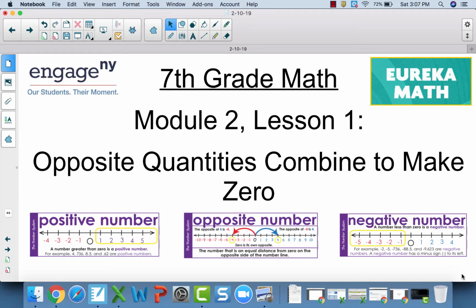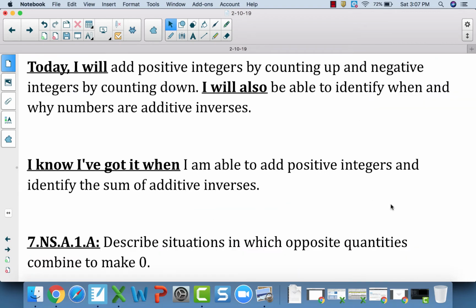This video takes a look at Module 2, Lesson 1, opposite quantities combined to make 0. So today you are going to add positive integers by counting up and negative integers by counting down. You will also be able to identify when and why numbers are additive inverses. Additive inverses is a new vocabulary term you'll be introduced to today.